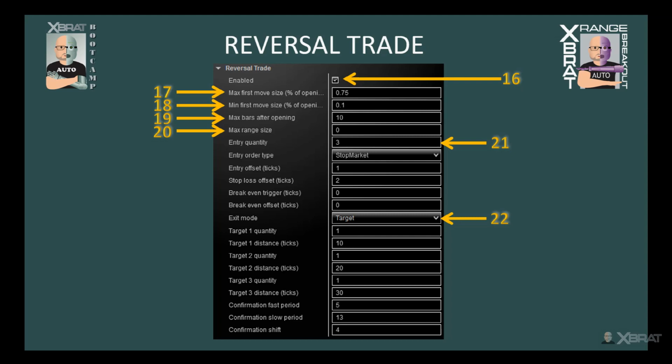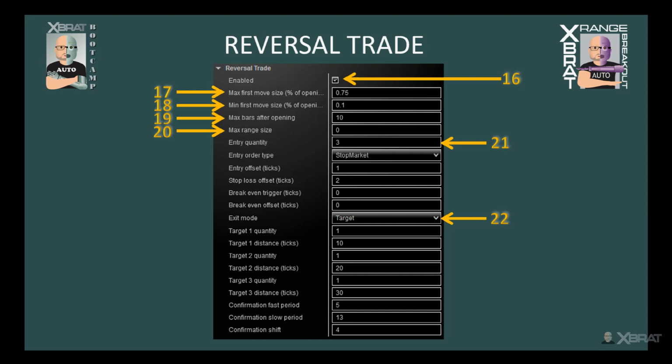Number 18 is the minimum first move size. So this is a percentage of the opening range. The default is 0.1, which is 10%. So this means that the initial move in the direction of the opening range bias has to be at least 10% of the opening range. If you change the figure to 0, then there is no minimum requirement. And if the direction changes within the opening range, you will still catch the reversals. I'll go over this in more detail when we do the optimization masterclass.